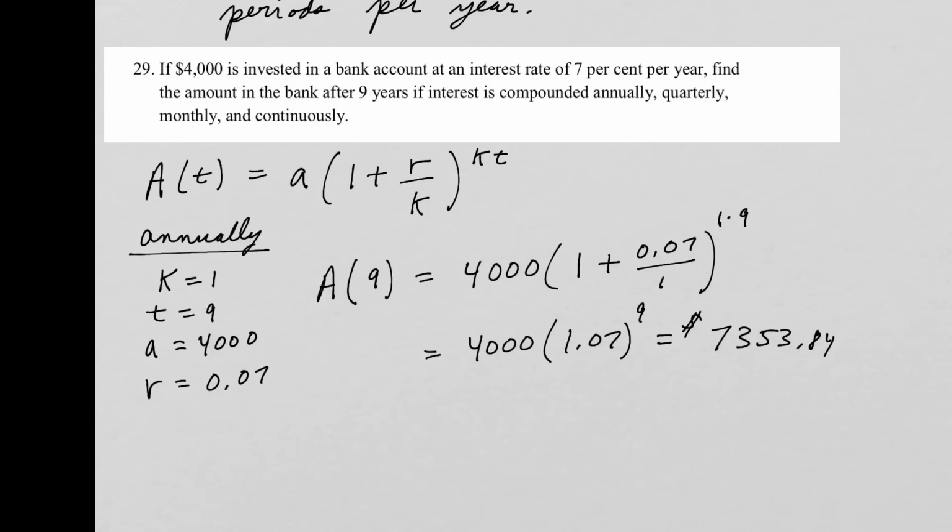Okay, what about quarterly now? So let me bring up a new page. Quarterly, well, what does that mean? It means k is equal to 4, right? But everything else is the same. r is still going to be 0.07. A will still be 4,000. t will still be 9. Everything else is the same. So now I want A at 9 again, but now k is 4.